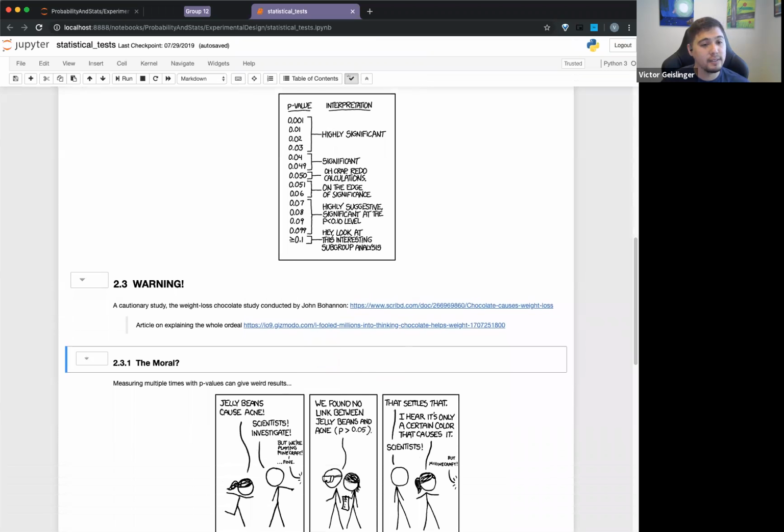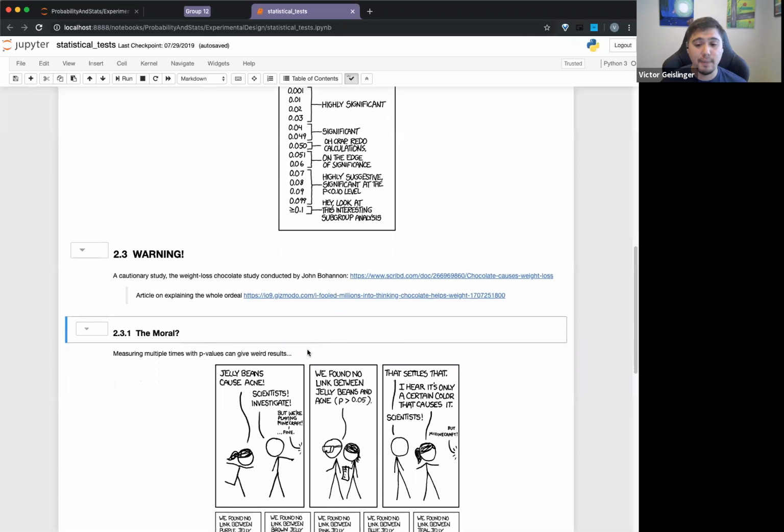Again, another little comment from XKCD is that in this ordeal, he talks about measuring multiple different things. Imagine you measured all these things, and they actually have no effect on people's weight loss, right? Well, the problem is if you measure enough of them, eventually you'll find something that appears to have an effect, by pure chance. And you'd expect that, because there's a 5% chance of a false positive, right?